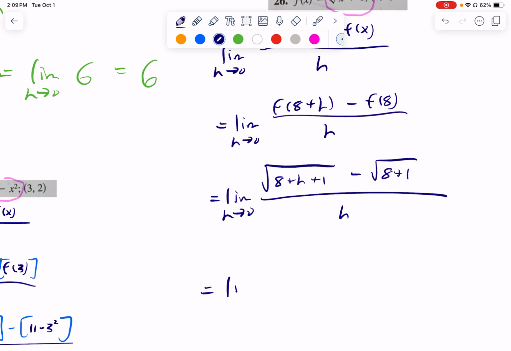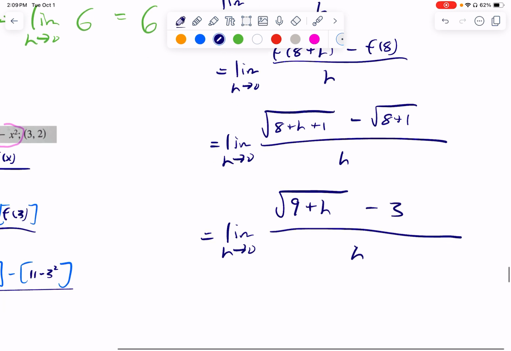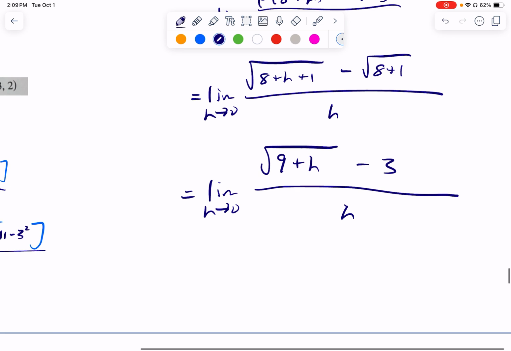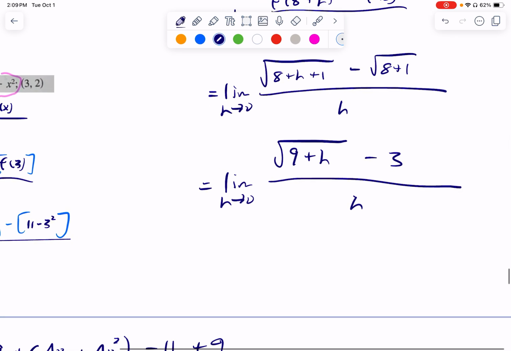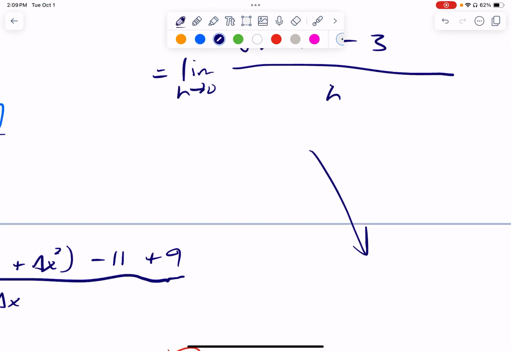So let me just simplify a few things. I know that 8 plus 1 is 9, so I'm going to rewrite this first one as 9 plus h. Over here, 8 plus 1 is 9, and I'm taking the square root. The square root of 9 is 3, so I'm just going to write minus 3. So this is the limit we want to do. If we plug in, we get 0, and we notice we have radicals. So we're going to do that radical trick. So I will continue over here.